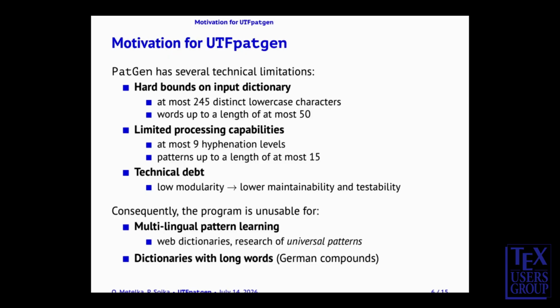Firstly, when processing data from the web, there is a chance that we will encounter more distinct characters than PatGen allows. With larger input alphabets, we would be able to explore the field of universal patterns. This means joining several languages into one set of patterns and consequently saving some space. Secondly, we run into problems when the hyphenation dictionary contains words that are too long. This can happen, for instance, in German, which uses compounds quite often.